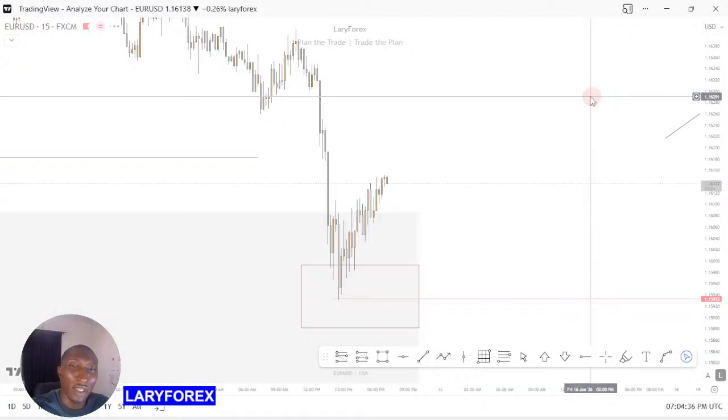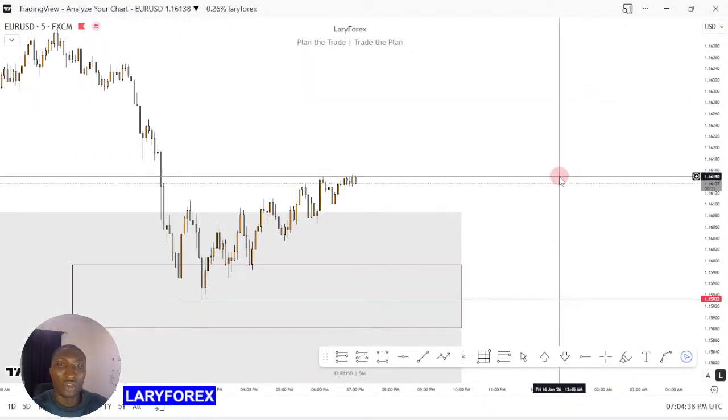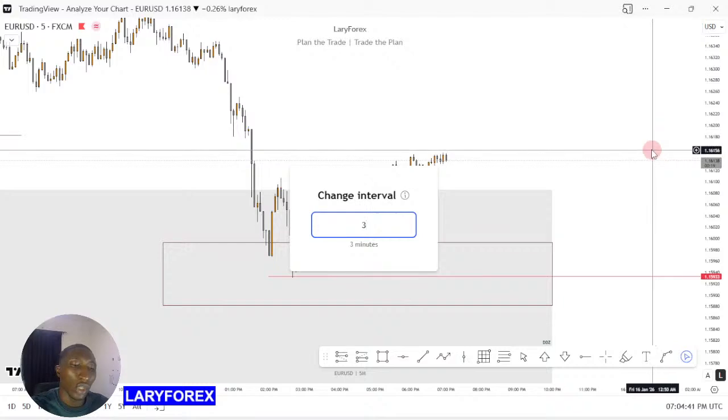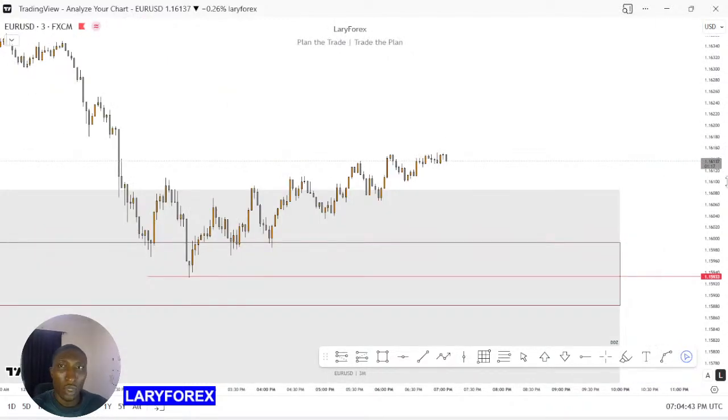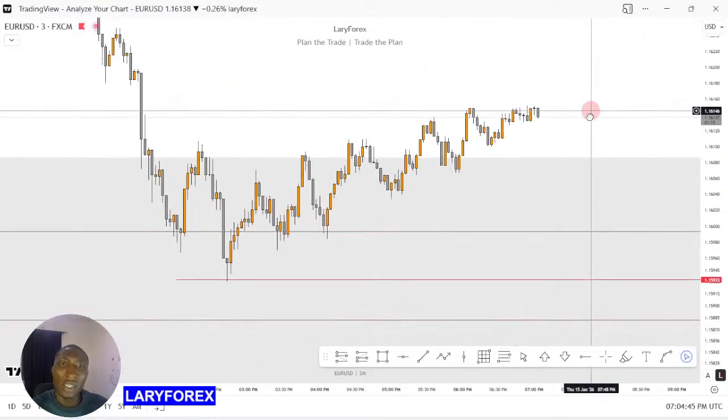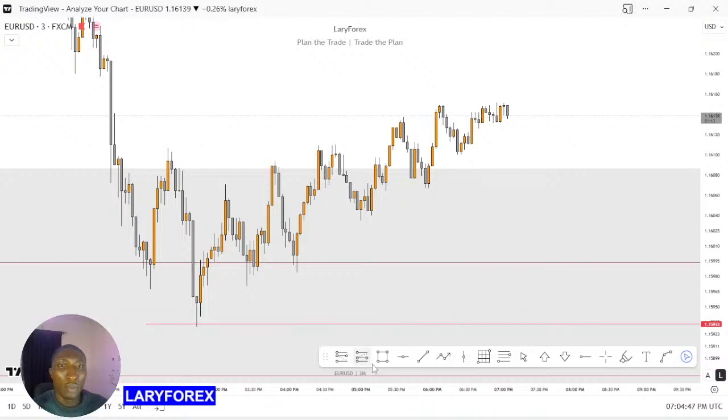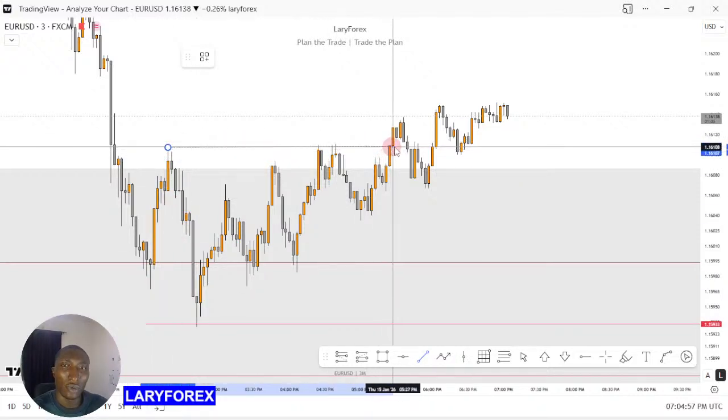I will go down to my 5 minutes time frame. All right, the structure is kind of clear here, but I will still go down to my 3 minutes time frame. Okay, now on this time frame, what do I do? Because I know that this is a counter trend. You see here, this is my swing point A and my swing point B. So here I have a break of structure at this level.